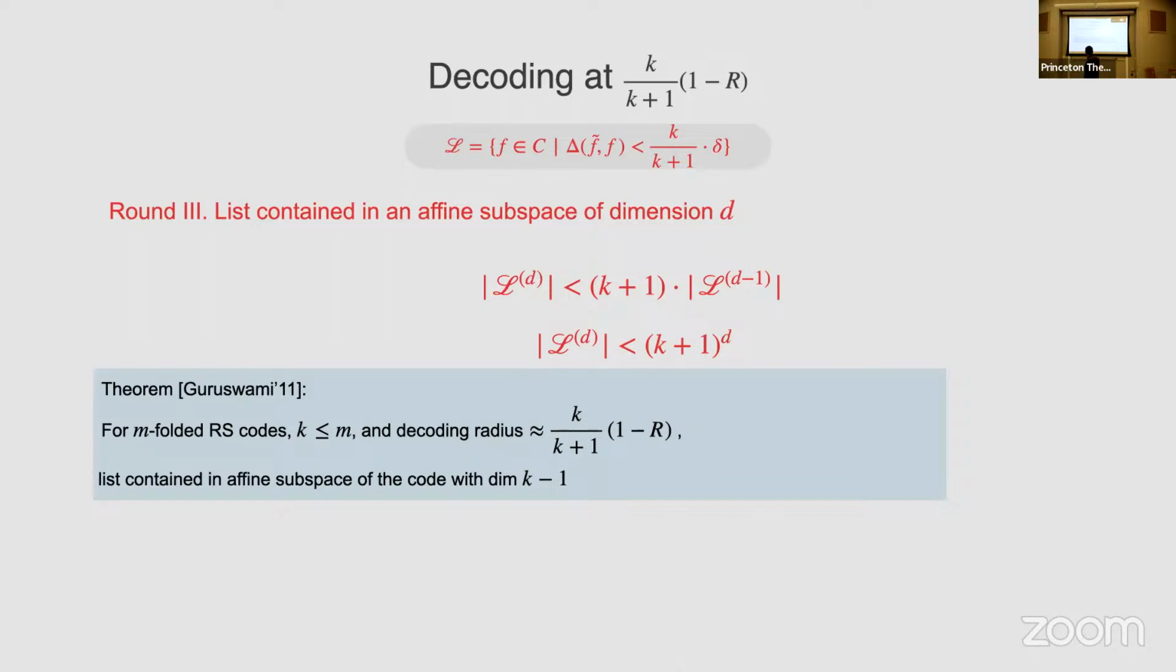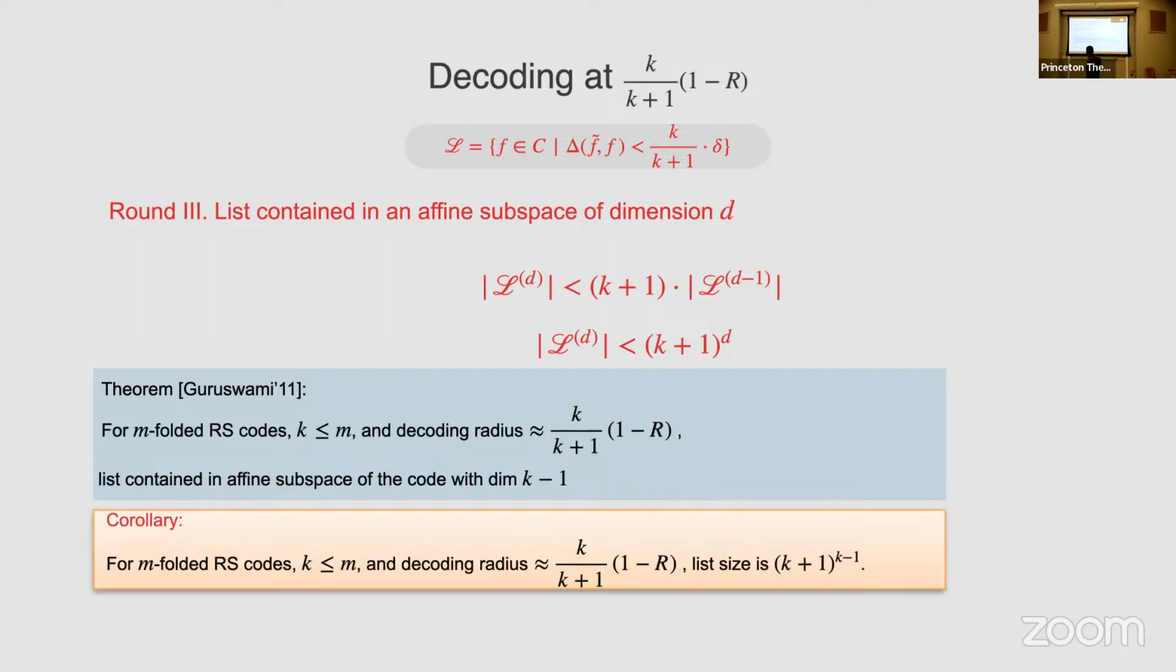We can do a little bit better because all of these are strict inequalities. And then if we recall this theorem that list was contained in an affine subspace with dimension k minus 1, this says that list size is actually k plus 1 to the k minus 1. This is just plugging in what we already know. So if we choose k to be 1 over epsilon, this already recovers 1 over epsilon to the 1 over epsilon.